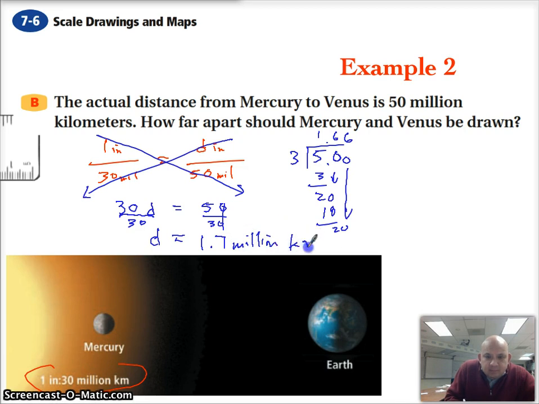Oops. Now I've just made a grievous error. You see what I did? I mislabeled it. I'm not thinking correctly here. What I was looking for is how far apart should Mercury and Venus be drawn on a diagram like this. We're looking for inches, distance in inches. So inches would be 1.7 inches.